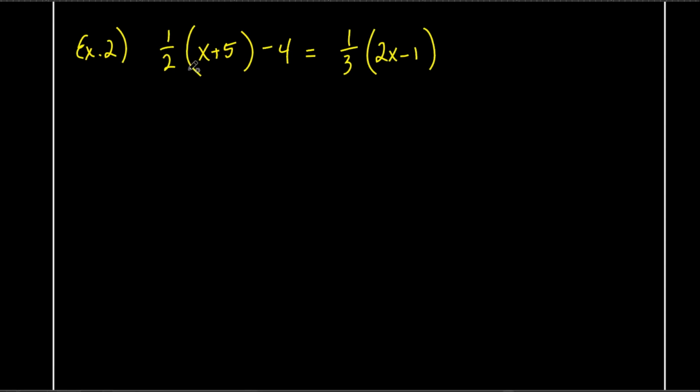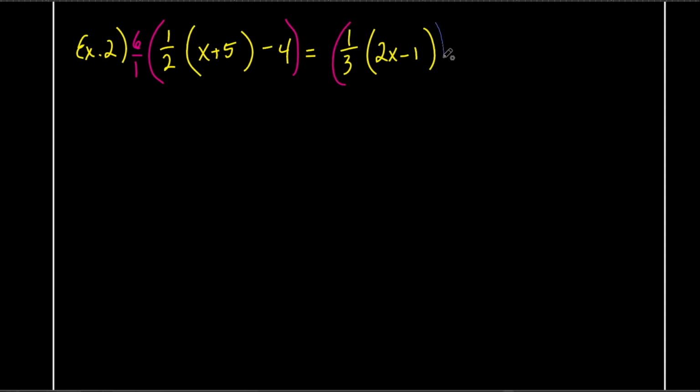First of all, we have to understand that we're going to multiply this whole entire left side by the least common multiple. So I'm going to put parentheses around this whole entire thing. That's really important. Now, what would the least common multiple be with 2 and 3? Well, that would be 6. So I'm going to multiply both sides by 6.